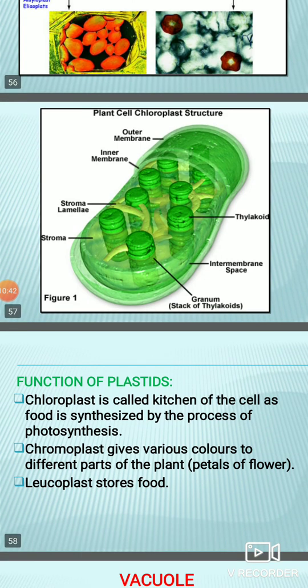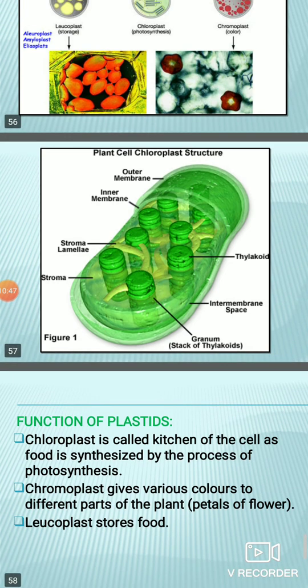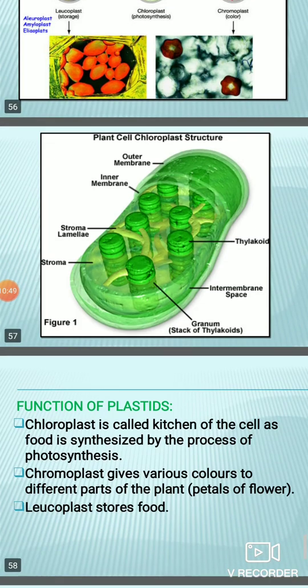Okay, then chloroplast is also known as kitchen of the plant cell because it helps in the production of food for the plant's body. Okay, so this is in general about the mitochondria and the different types of plastids and their functions.